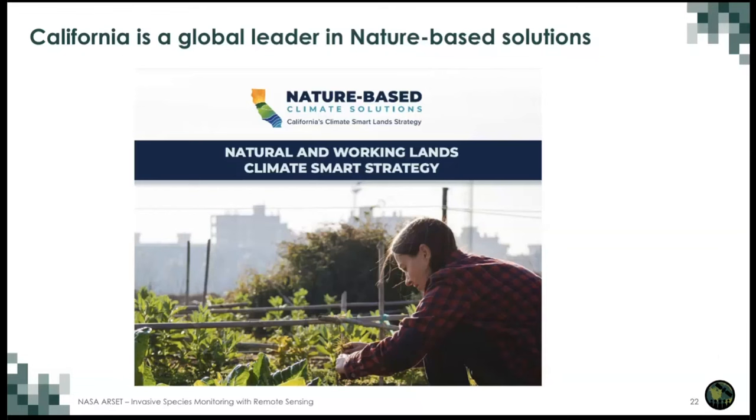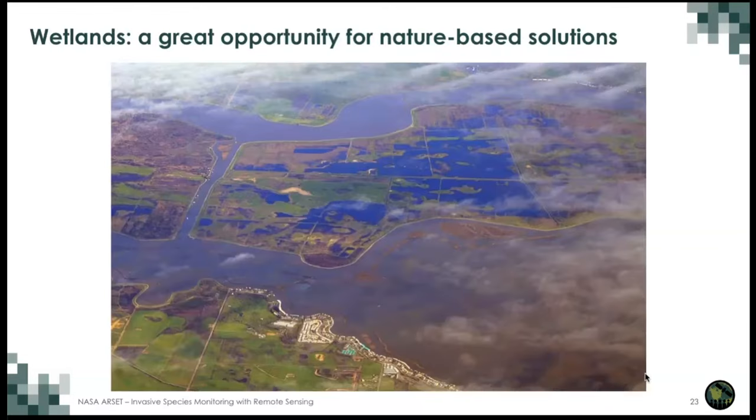A very key opportunity in these nature-based solutions is the use of restoring wetlands. Wetlands provide a fantastic opportunity for climate-based solutions, as well as delivering water and food for people in California. And so there's a big effort to try to restore wetlands in California to meet these goals of 30% conservation of California's lands and waters by 2030.